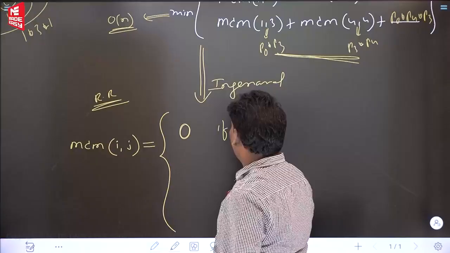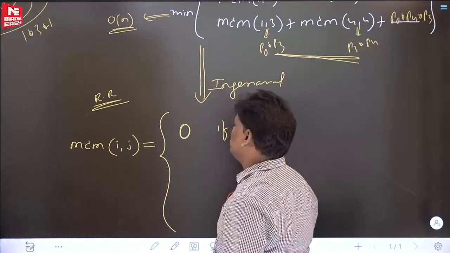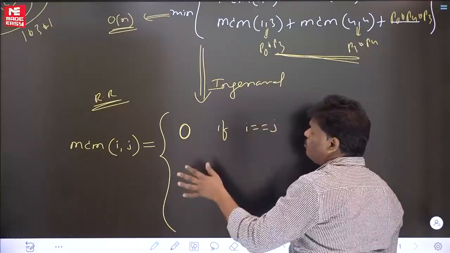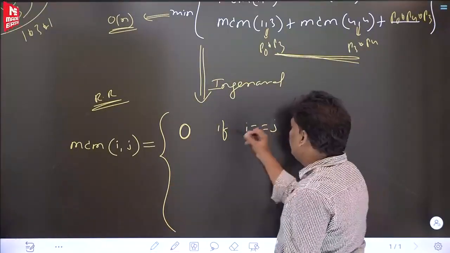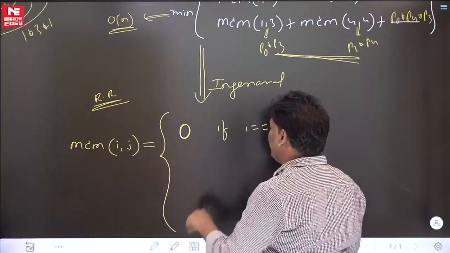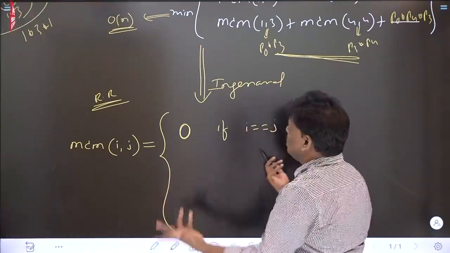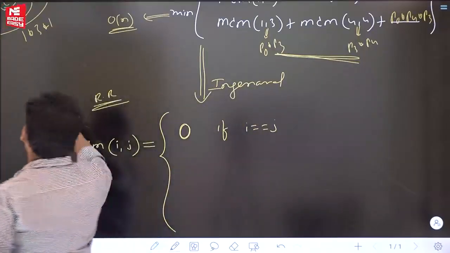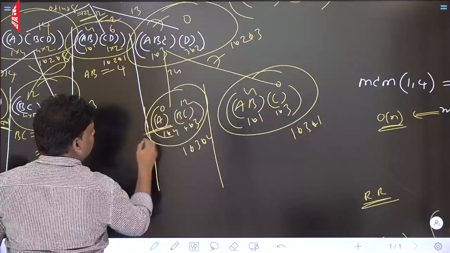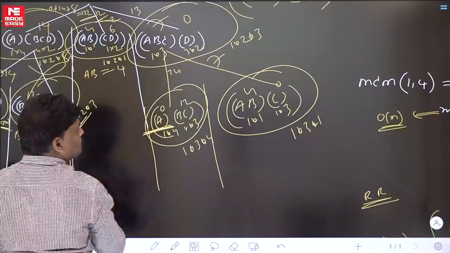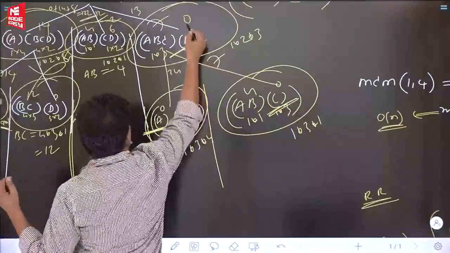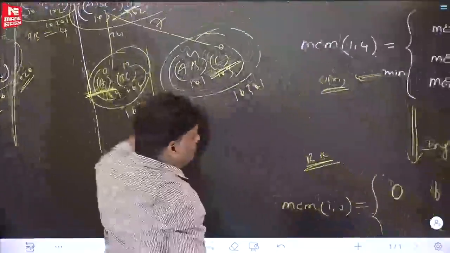If i is equal to j, it means only one matrix. First matrix number and last matrix number are the same, so only one matrix. If there is only one matrix, the minimum number of multiplications required to multiply i to j matrices is going to be 0, because nothing is required. Only one is there, with whom will you multiply? That is the reason for 0 multiplication. If you have a small doubt also, see this: only one matrix, 0 multiplication. So that is the reason. Fine, you are okay now.